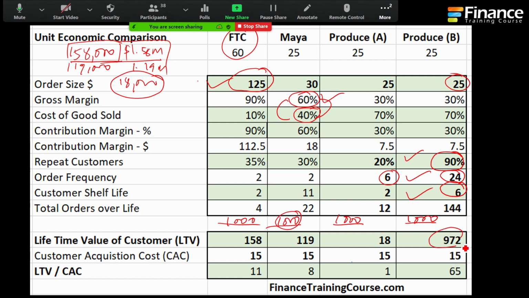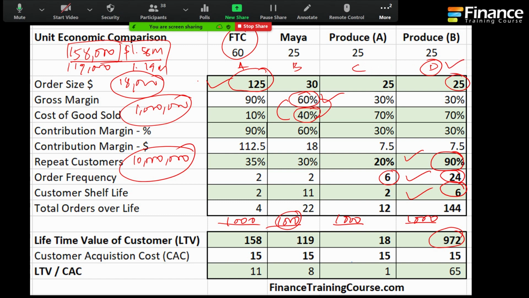But when we come to Produce B, or Business D from the last slide at 972, and we just round this up to 1,000, this is worth $1 million right off the bat. If it had 10,000 customers, it would be worth $10 million. And once again, which one would you invest in? If this is A, this is B, this is C, and this is D, D is the right choice.